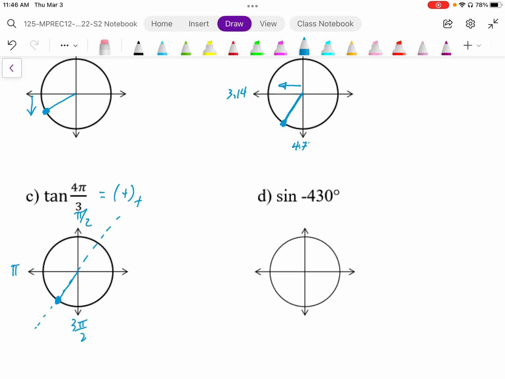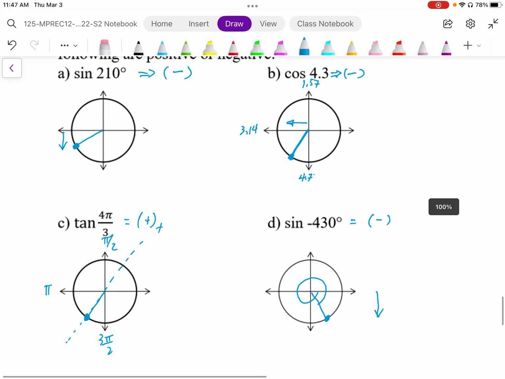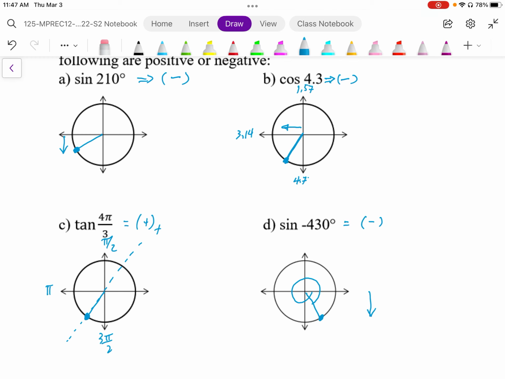And then lastly, negative 430 degrees, well, we're going to go backwards a full 360, plus another 70 degrees locates this coordinate here. So we're talking about sine, so we're talking about vertical, it's down, so then this value must be negative. So we can determine the sign of these ratios based on the quadrant they end up in.